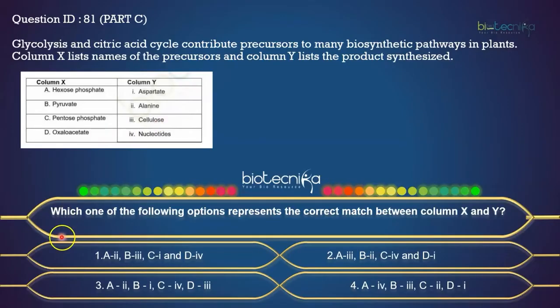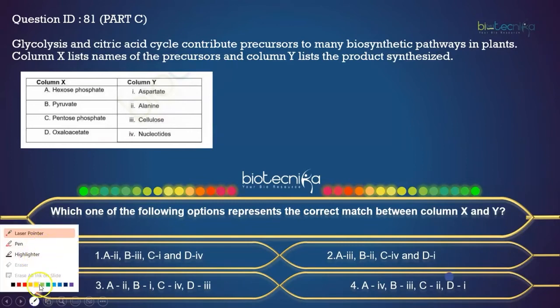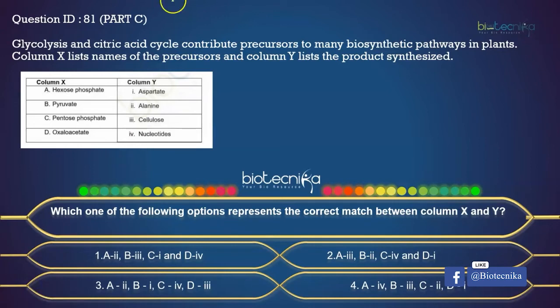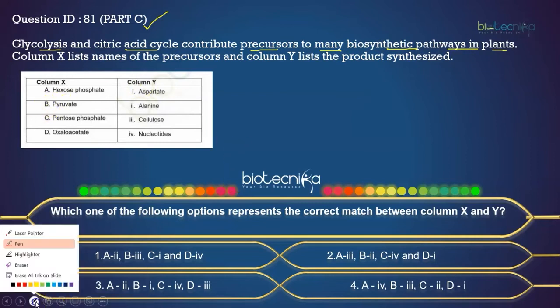Okay. Now let's move on to the third question, which is question ID 81, a part C question. So let's talk about this question. Glycolysis and citric acid cycle contribute precursors to many biosynthetic pathways in plants. Yes. So first let's check. If you know the first one, you can definitely end up with the correct answer.